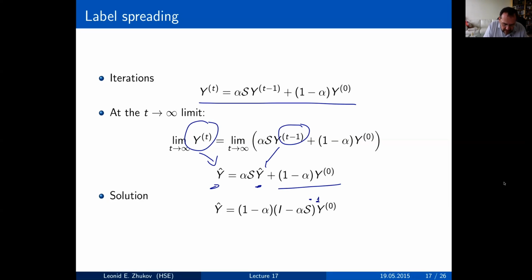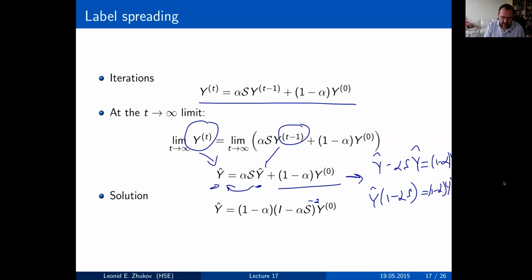And by the way, I missed the -1 here. So this is the inverse of this matrix. The reason is because I take this on the left side, and it's going to be y hat minus alpha S y hat equals 1 minus alpha times y naught. And that's how you solve it, right? So here is also a one-shot solution. And again, it works if you can invert this matrix.